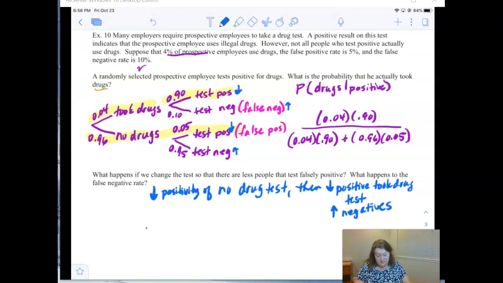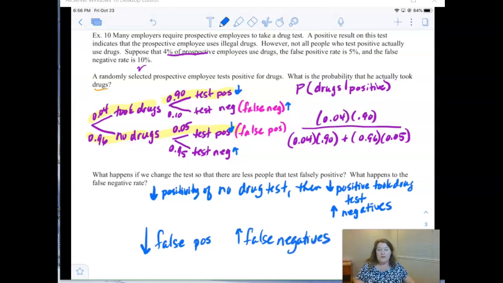So if you reduce your false positives, you will be increasing your false negatives. Okay, and those work opposite each other.